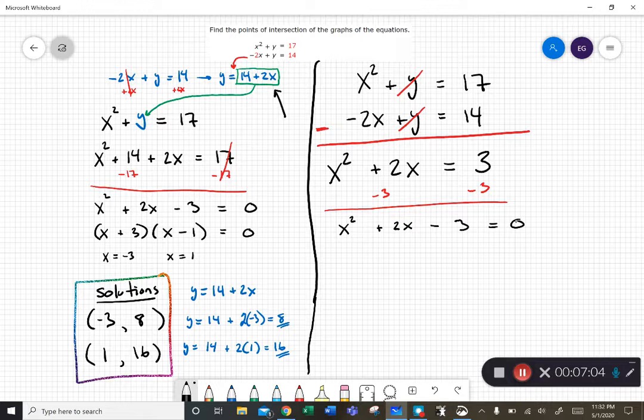And I'm going to stop here. There's obviously no need to keep going because we have the exact same quadratic equation, so we would solve it. We would get negative 3 and 1 and plug those numbers in and get the same points.